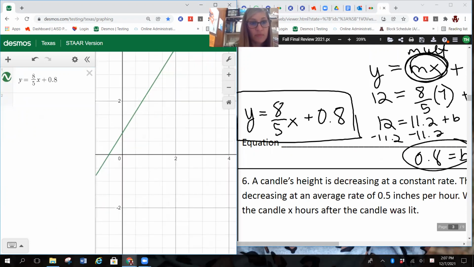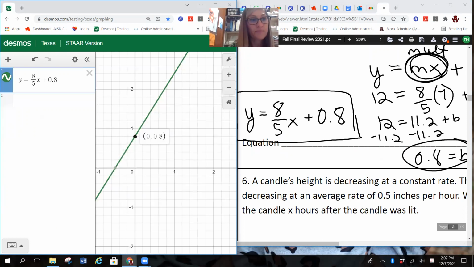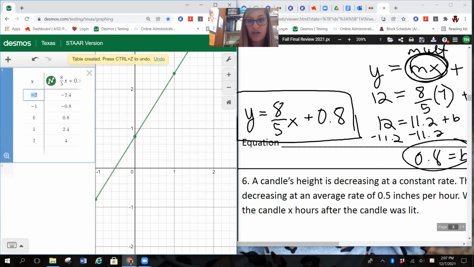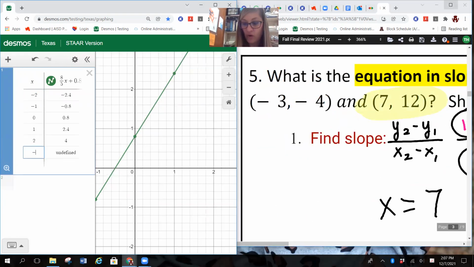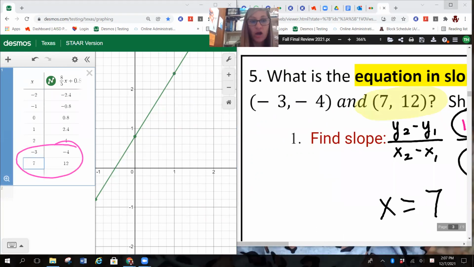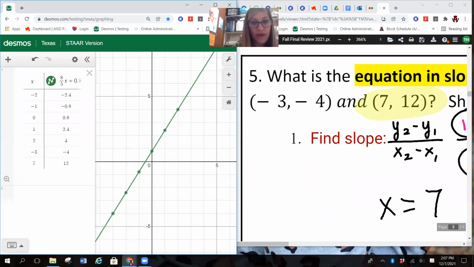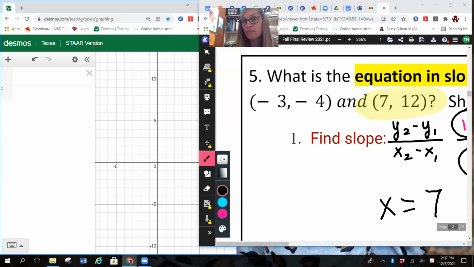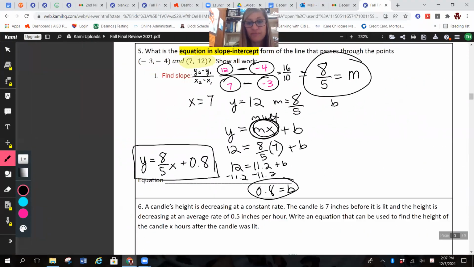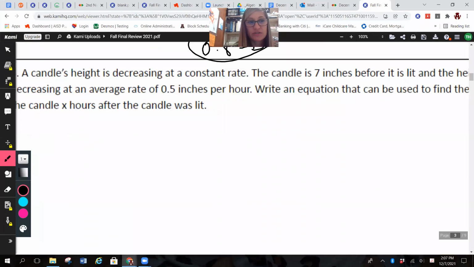Okay. It does cross at 0.8. I can go and change that to a table. I need to find the point -3, -4. Check this out. It's right there. And 7, 12. OMG. So because both of these points are on this line, then we have the correct equation. All right, that's question 5. Question 6.